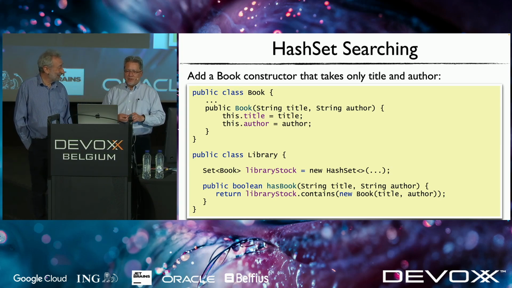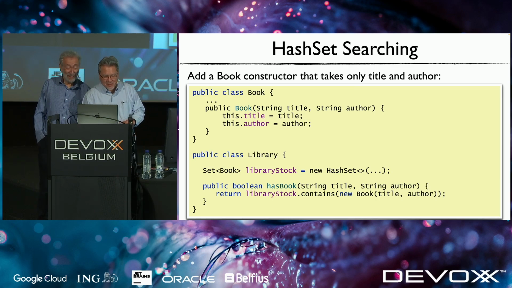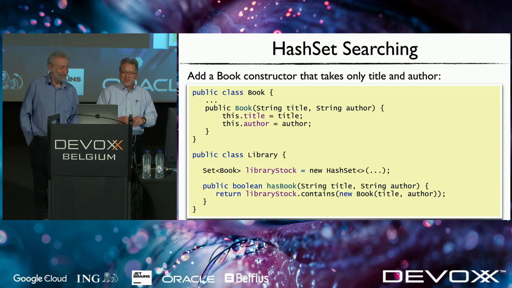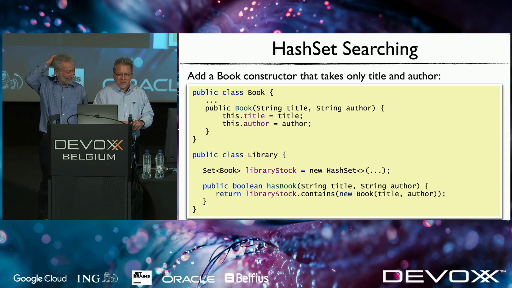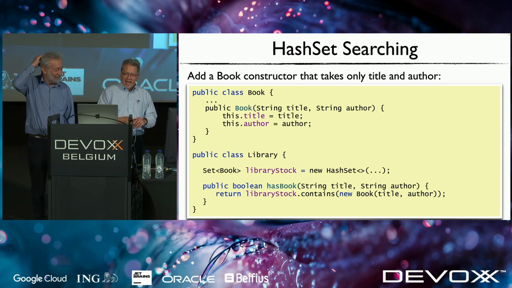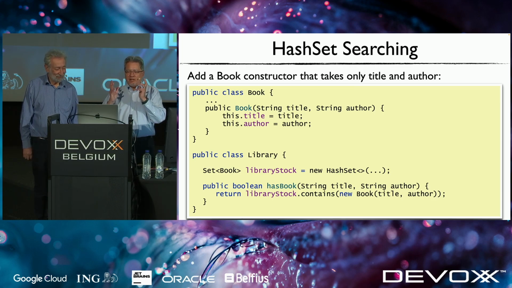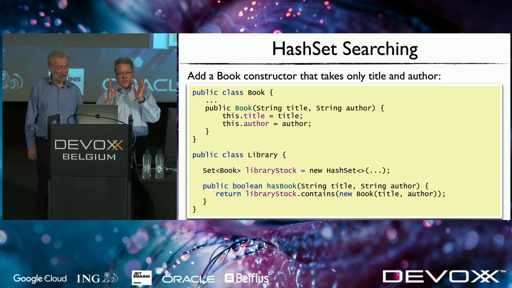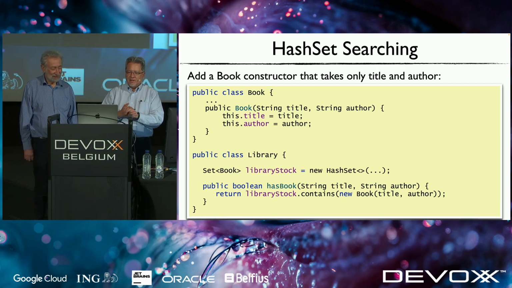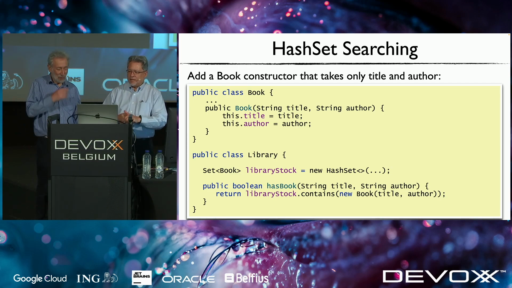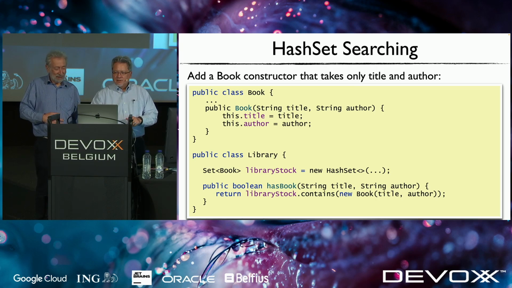So you can get this to work, right? Our library has a HashSet in it, and the hasBook method takes the title and the author. We create a new book from the title and the author, and then call the contains method on it, and that'll work.